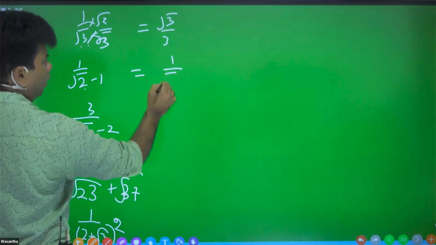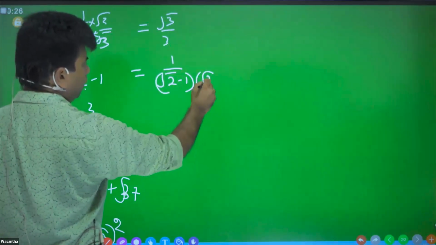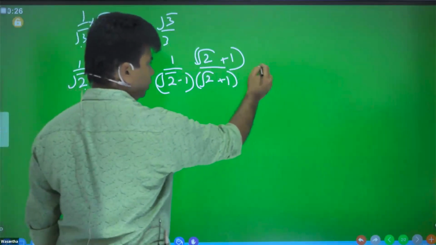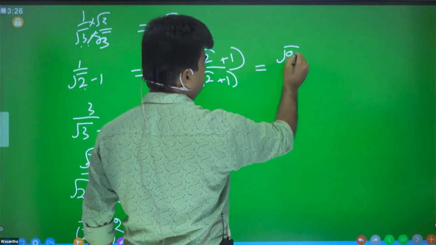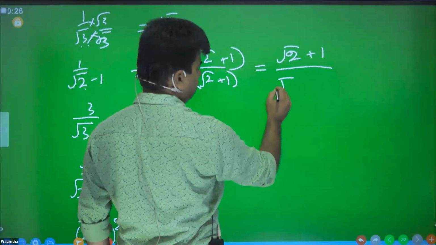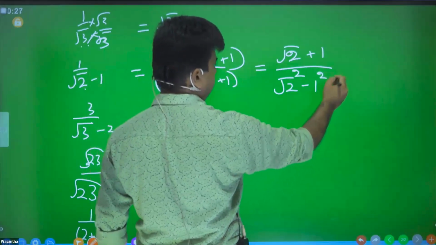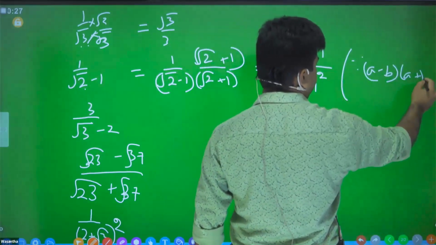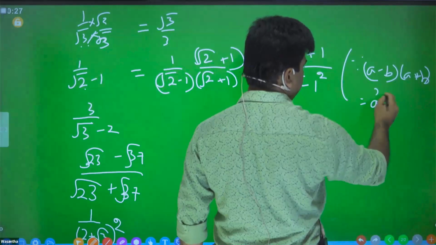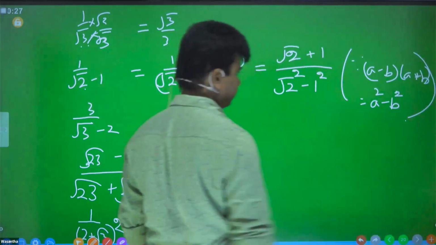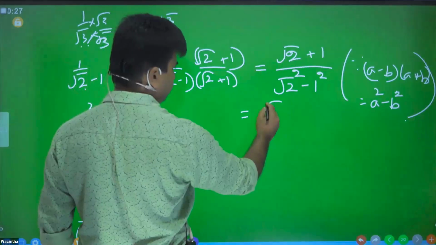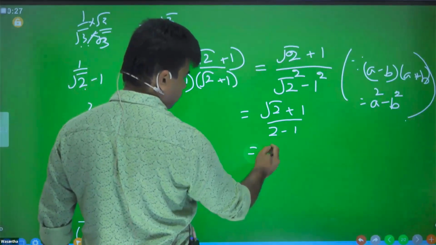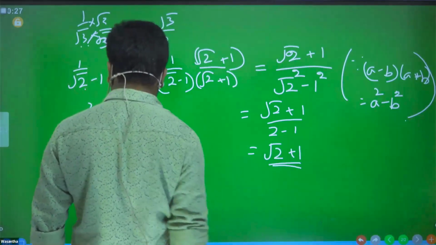Here you know that 1 over root 2 minus 1 means multiplying by the conjugate, root 2 plus 1, and here root 2 plus 1, right? This one is mainly for newcomers. So you can see here root 2 plus 1 divided by root 2 squared minus 1 squared, because I told you that A minus B into A plus B is A squared minus B squared, clear? So therefore we can write it as root 2 plus 1 divided by 2 minus 1, which is root 2 plus 1, okay?